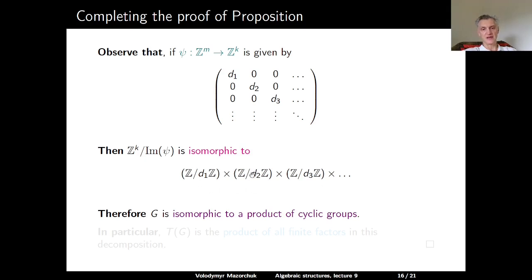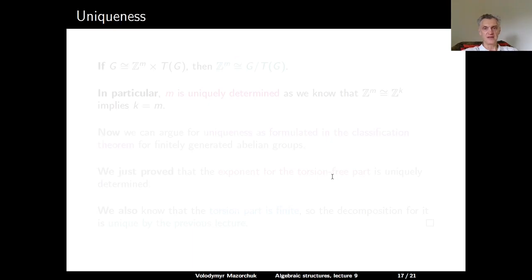And then there are infinite cyclic groups here and finite cyclic groups, and the torsion subgroup is exactly the product of all finite cyclic groups in this decomposition. And this gives us the decomposition as claimed in the formulation of our proposition. Finally, we need to discuss uniqueness.